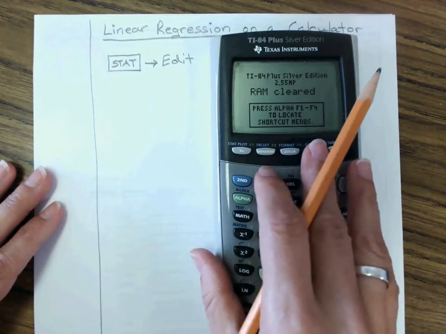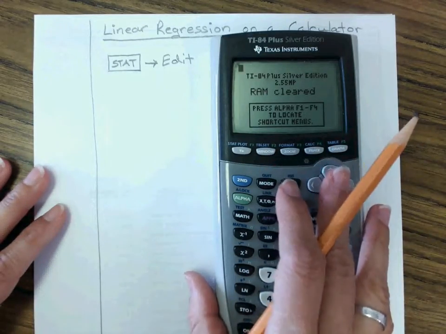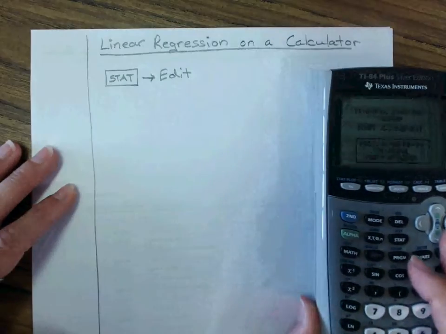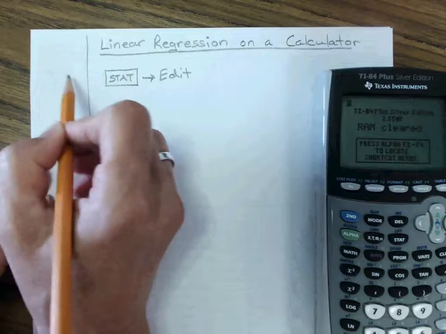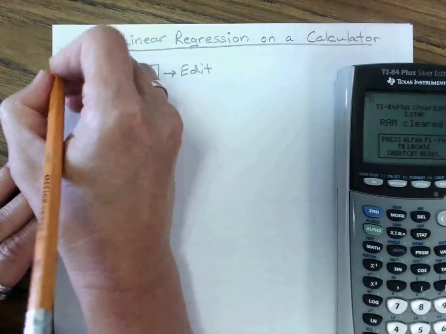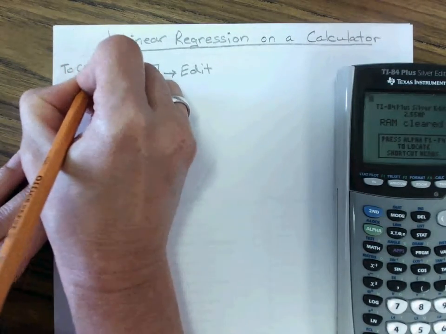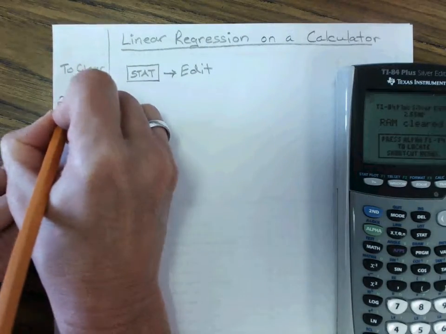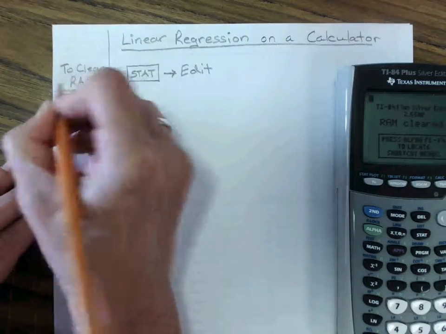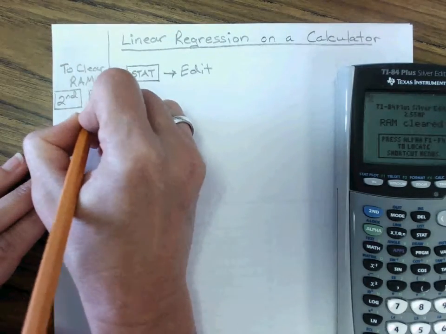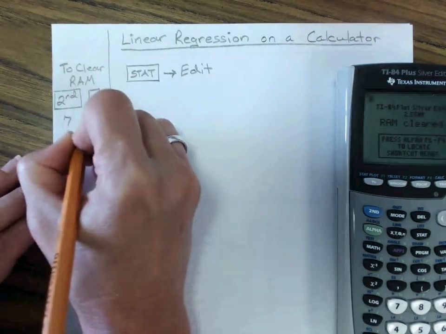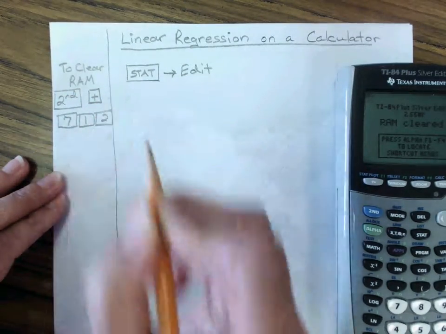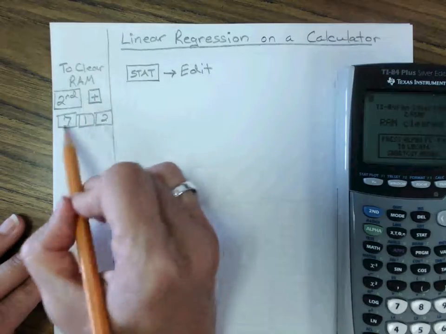You always want to do that when you're starting over in a class because you don't know what the person before you did on the calculator. Okay, so on my paper over here on the side, this is important. You can do it all the time. I'm going to write to clear RAM on your calculator. You're going to go second, so that's a button, plus, and then 7, 1, 2. Those are all buttons. Second plus 7, 1, 2. So that's how you clear your calculator.